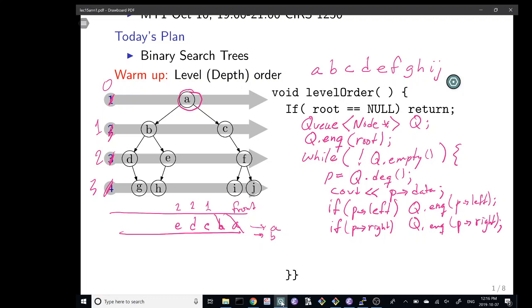Now, there's nobody in this tree that has a pointer to a child that's more than one level below them. And so everybody that gets put into the queue from somebody who's at level I is going to have level I plus 1. And until we finish all of the people that have level I, we're not going to get to anybody that has level I plus 1, because all the people that were at level I were put into the queue before we got to the people of level I plus 1.